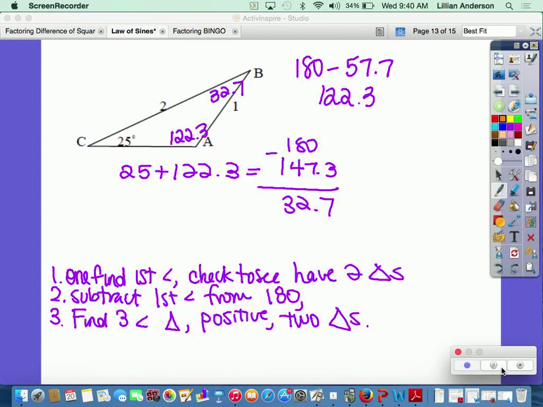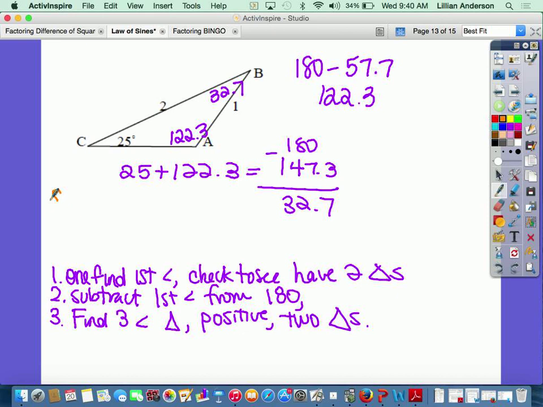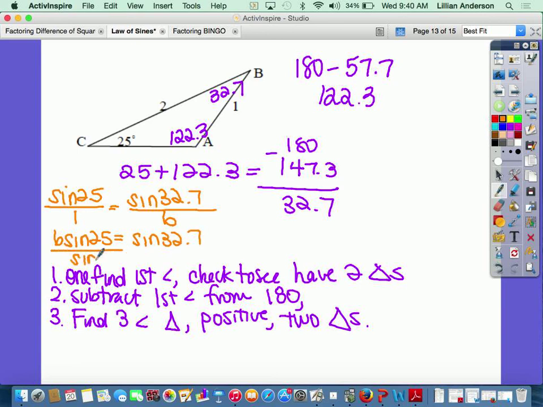So let's finish up this triangle since we already have all of our angles. What's the last thing we need to find? The last side, which is B. So we can still use C. So sine 25 over 1 equals sine 32.7 over small b. Cross multiply, and then divide both sides by the sine of 25. 1.3. So just forget the other triangle? Nope, we're going to go right back to it after you guys get this one down.